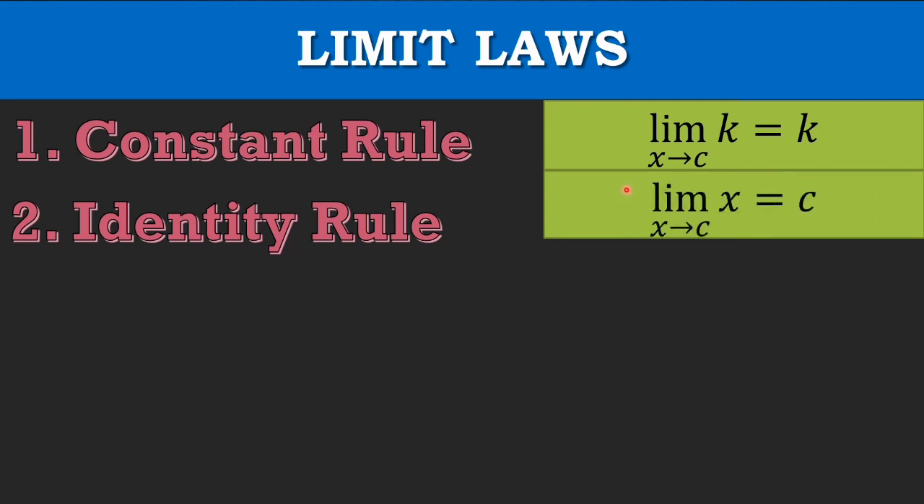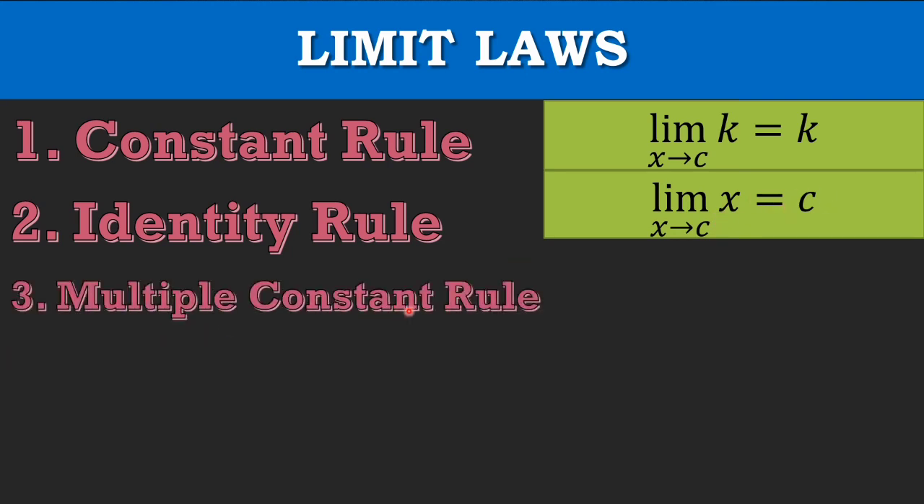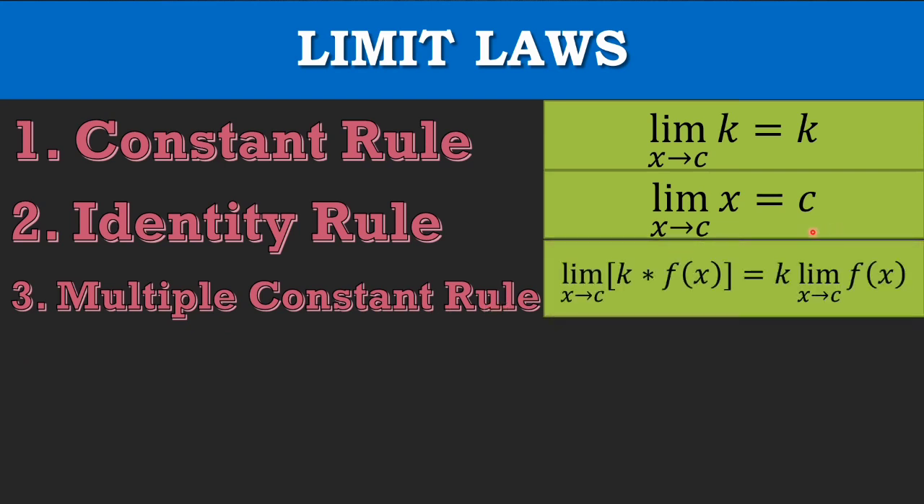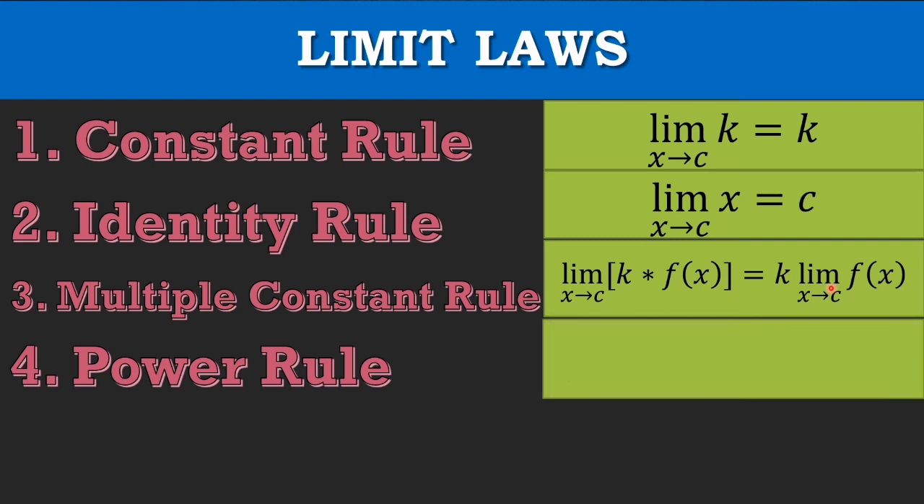Number 2, we have here identity rule in the form of a limit of x as x approaches c is equal to c. We have also your multiple constant rule, or limit of k times your function as x approaches c is equal to the constant times the limit of the function as x approaches c.